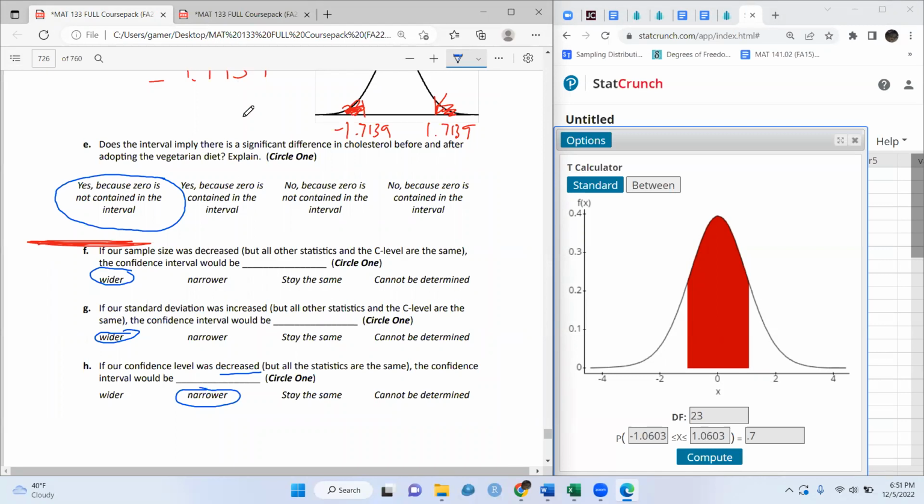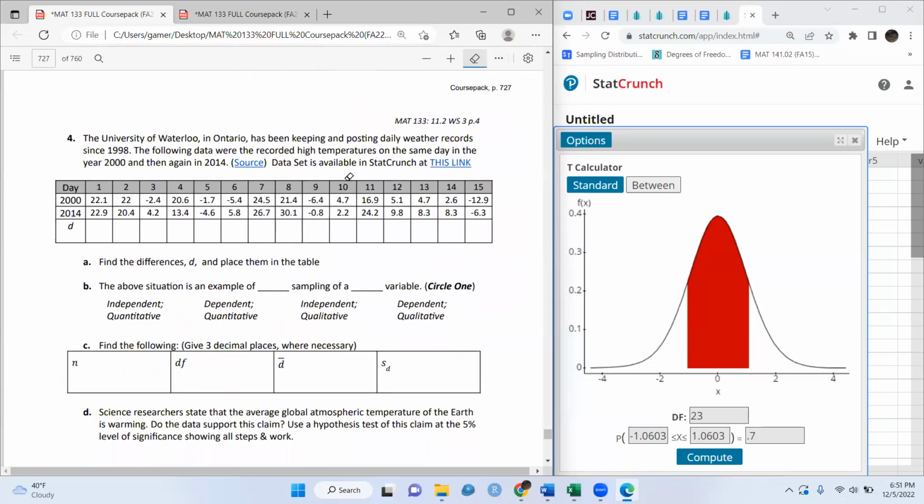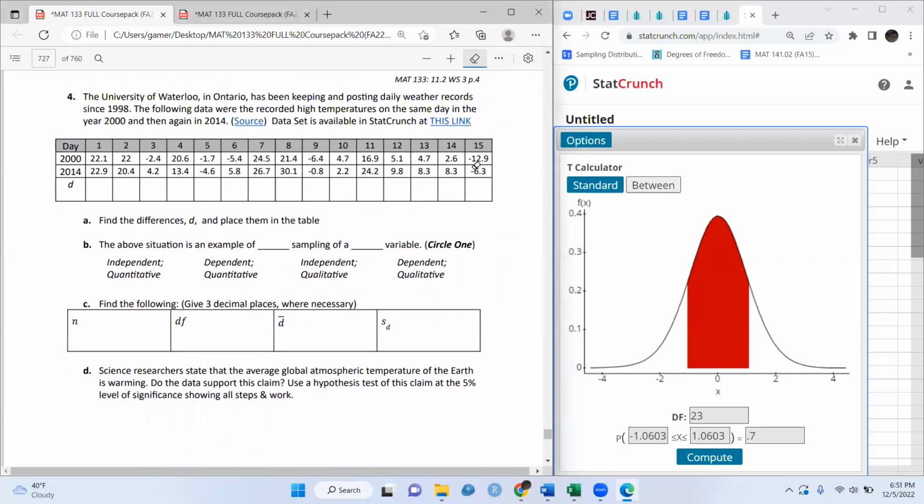Okay. How are we feeling? Do we feel like you can do a, oh, I didn't notice this before. Do we feel like we can do a hypothesis test?